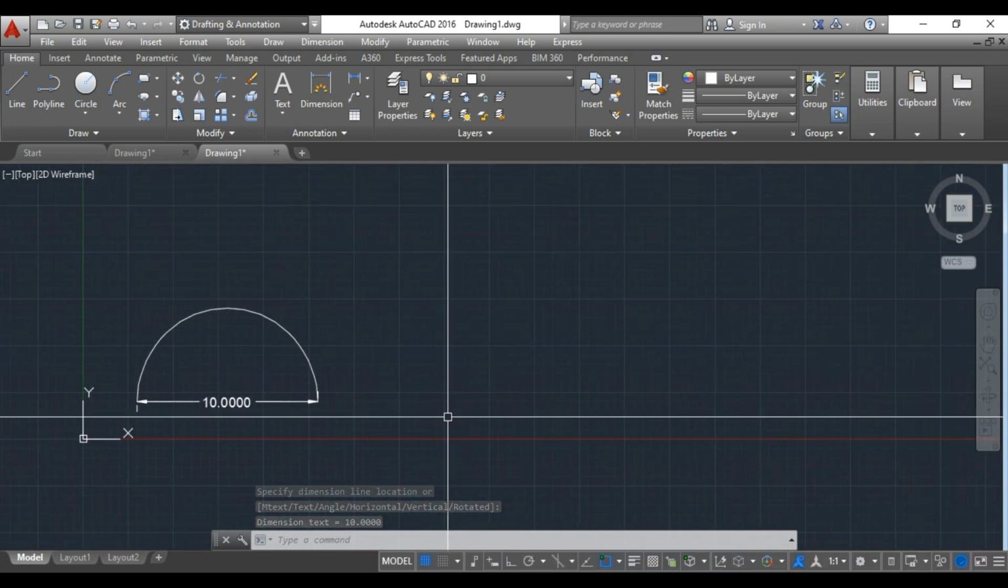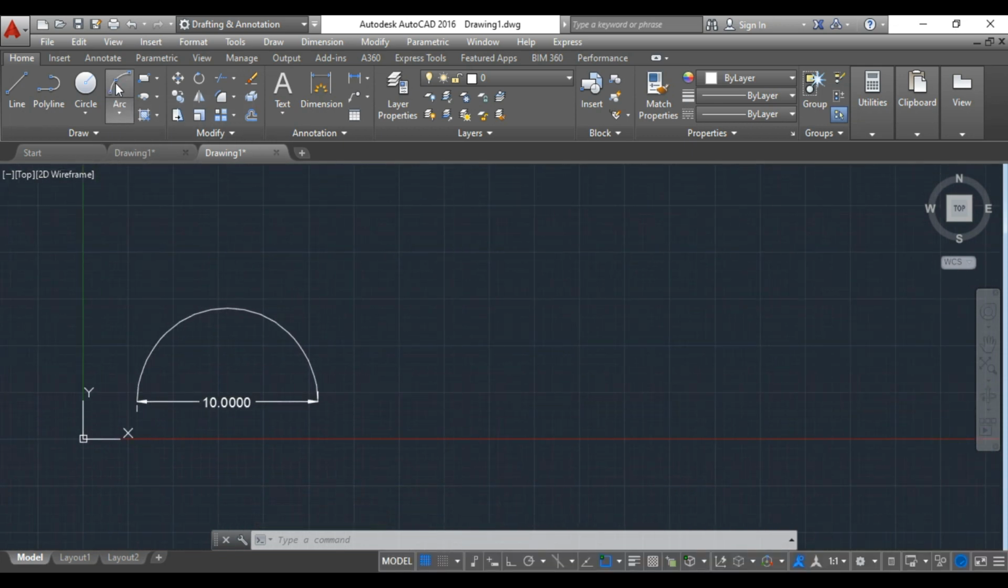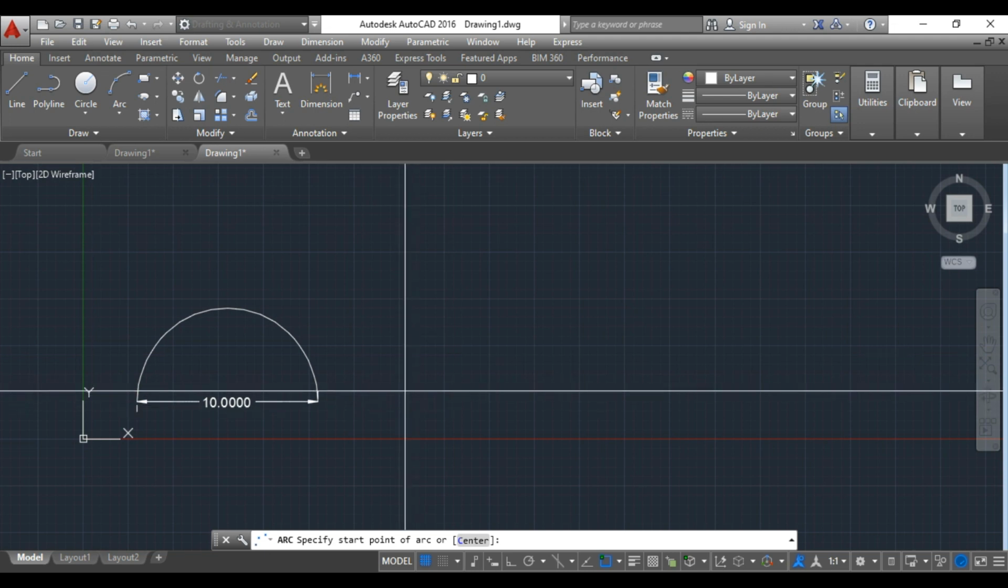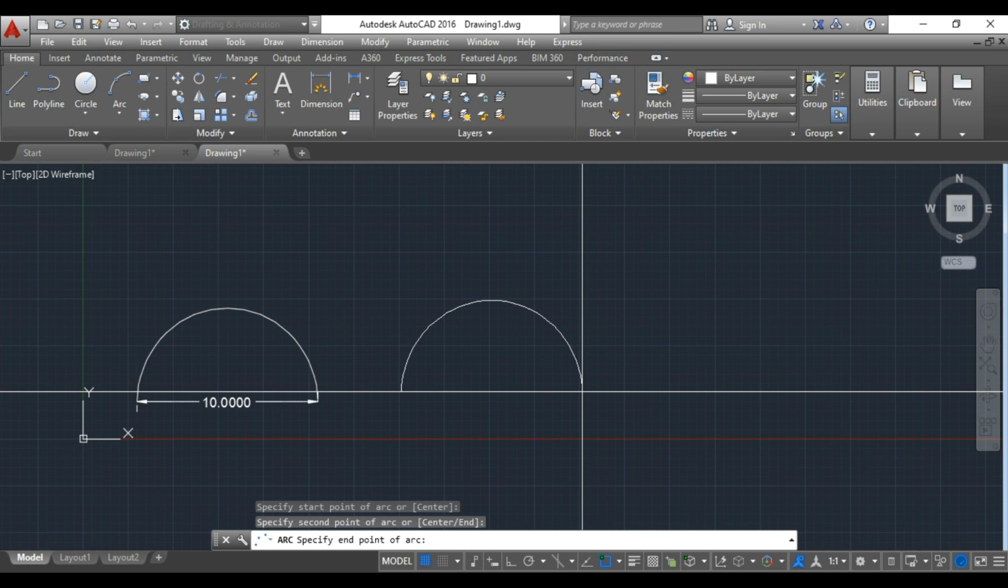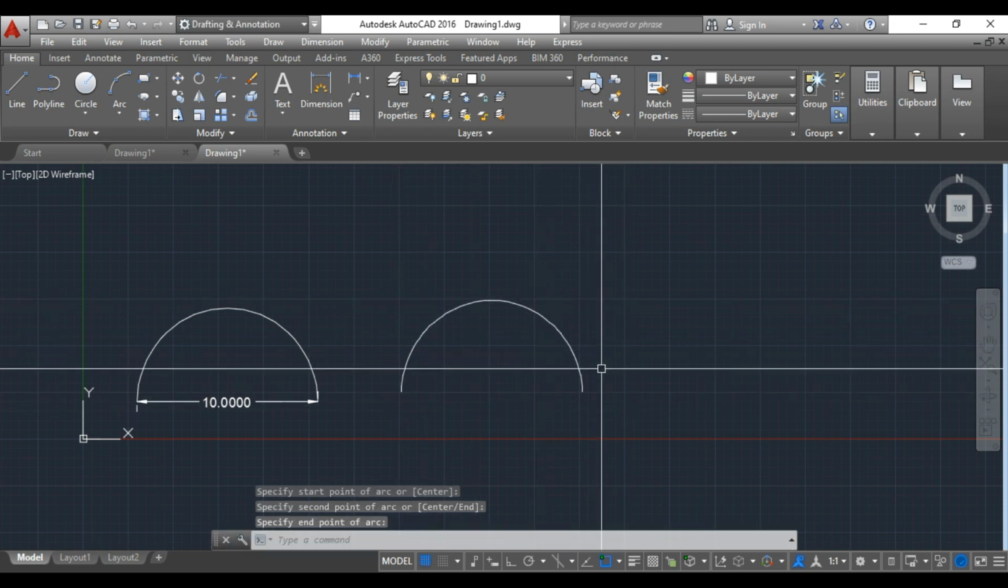The same way, if you want to draw a freehand arc without any dimensions, this is the first point I was considering here. This could be my second point and this could be my third point. So freehand also I can easily draw with the help of a 3 point arc.